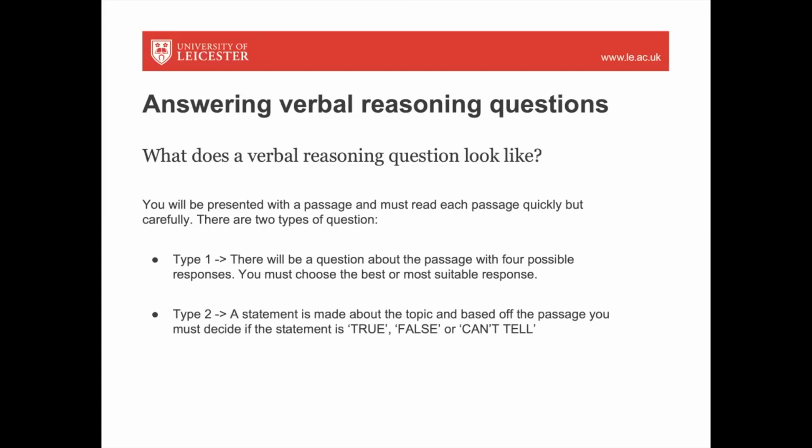So what do those verbal reasoning questions actually look like? Well, the initial passage presented to you is around 200 to 350 words, and it's going to be in a random format, such as a newspaper article or a list of instructions. You're then going to have to answer questions about this passage. There are two types of questions that they can ask. It's either going to be a question about the passage with 4 possible responses, where you need to choose the best or most suitable response, or they will present you with a statement about the topic based on the passage, and you're going to need to decide if the statement is true, false, or if you can't tell based on the information that they've given you.